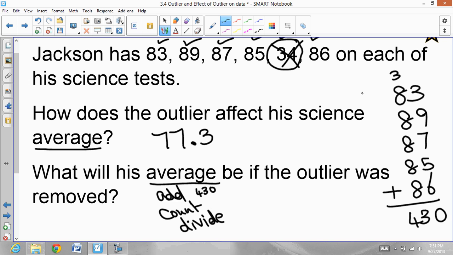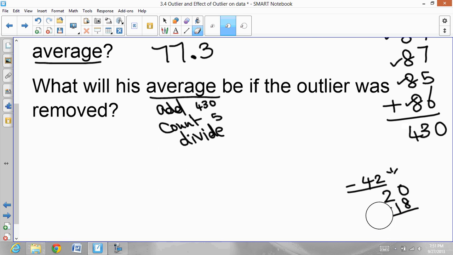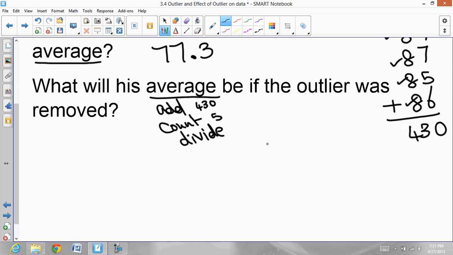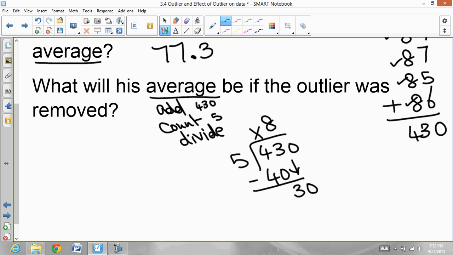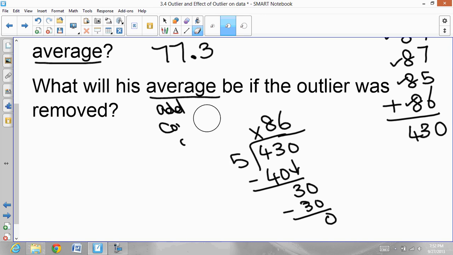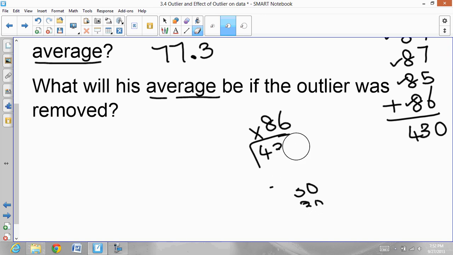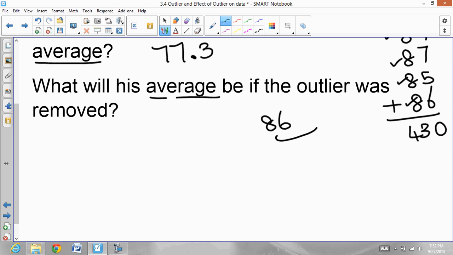Now comes the counting. So he has 1, 2, 3, 4, 5. He only counted 5 numbers. The last step in this case is your division. So you take your 430 and you divide it by 5. 5 cannot go into a 4. 5 goes into a 43 8 times, which in this case is a 40, and a 3. Bring the 0 down. 5 goes into a 30 6 times, which in this case gives you an 86. So if he can drop the outlier, his average in this case is going to be an 86.